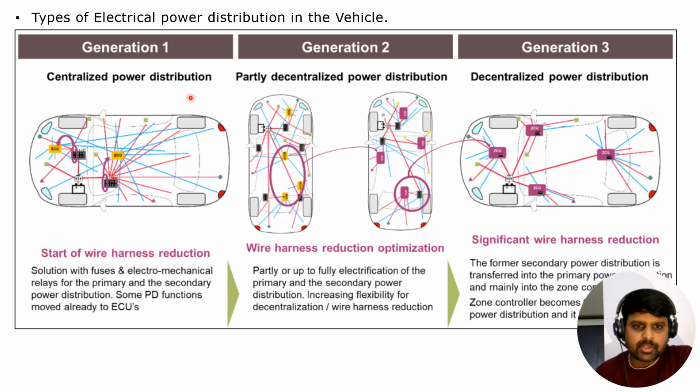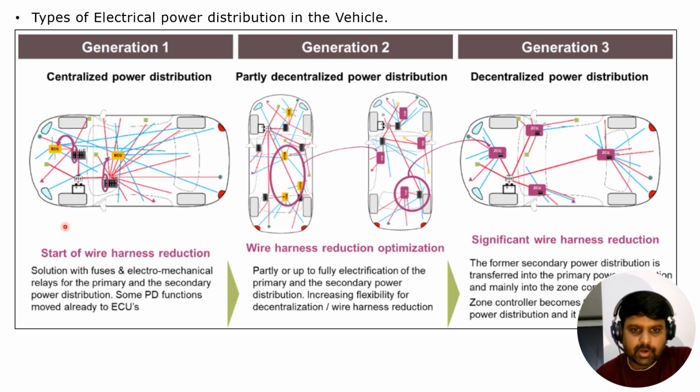Yes, this slide shows the electrical power distribution system types. Majorly, we have three types of power distribution systems. We can see it like generation 1, 2, and 3 type of power distribution systems. In generation 1, we also call it a centralized power distribution system.